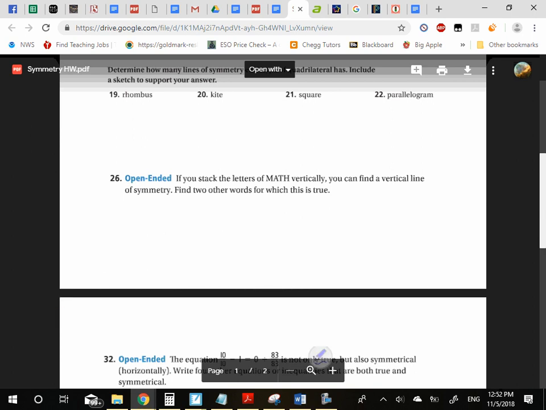For 26, they're saying if I was to write math vertically like this, I could draw a line right through the center of that, and it basically splits the word exactly in half. So one side of the word looks the same as the other side of the word. So find two more words that look like that. We split it right down the middle, and it looks the same on both sides.